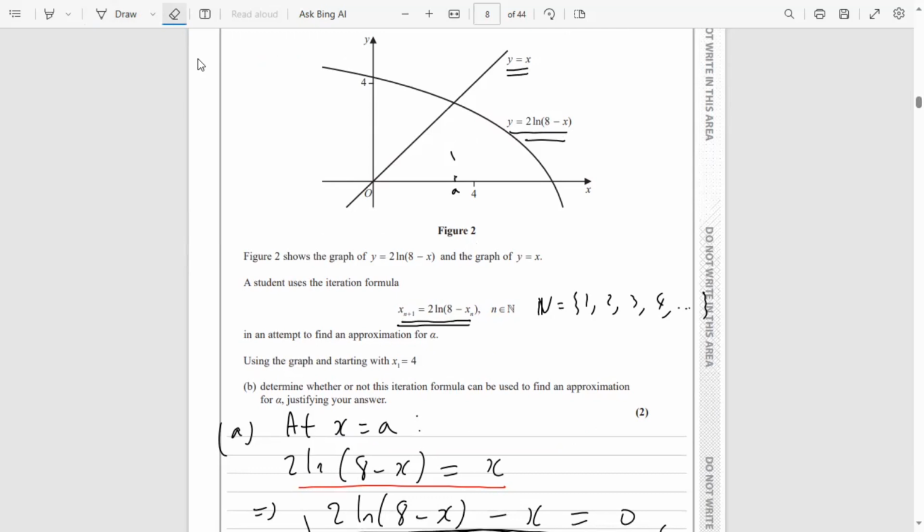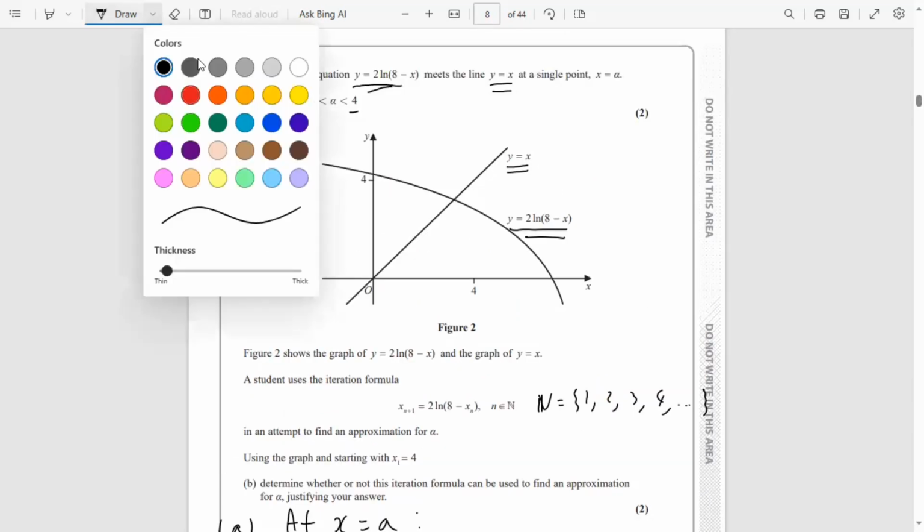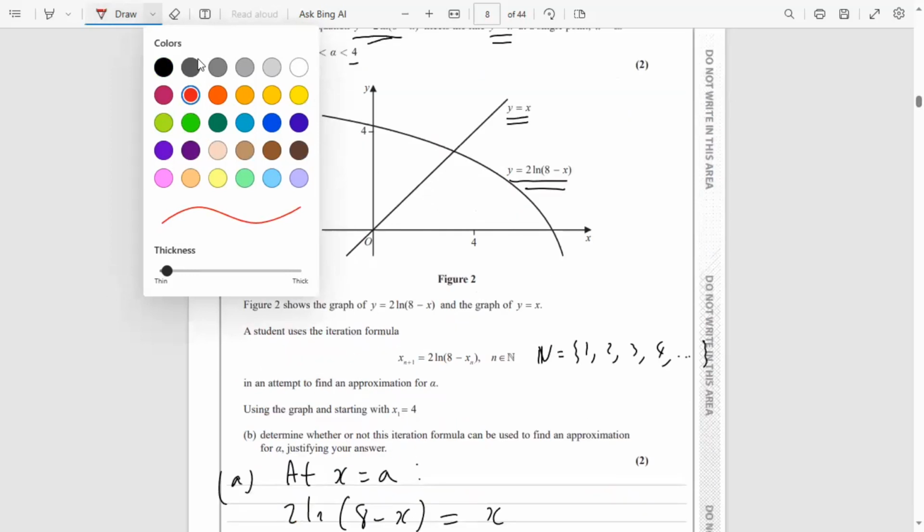But I think the question is going to ask us to work out whether we can use this in the first place. The question says: using the graph and starting at x1 equals 4, determine whether or not this iteration formula can be used to find an approximation of a, justifying your answer. So we use the graph, starting at x equals 4. If you've done some practice, these are called cobweb and staircase diagrams.